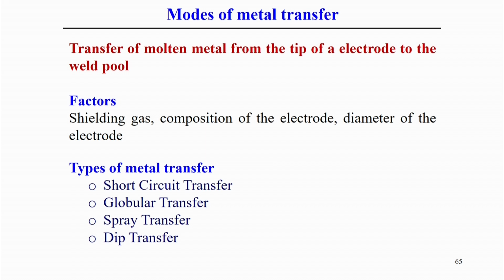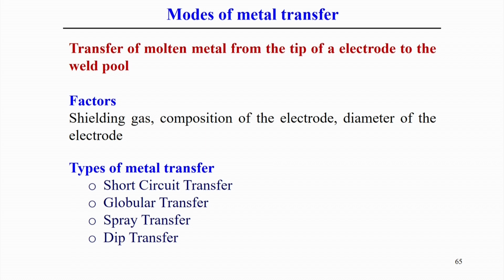Mainly the metal transfer happens from the tip of the electrode, and apart from all these driving forces, the typical factors are the shielding gas, composition of the electrode and diameter of the electrode. These are the secondary parameters that influence the metal transfer. But if we look into the different types of metal transfer normally observed in fusion welding processes, the first is the short circuit transfer, second the globular transfer, third the spray transfer, and finally the drop transfer.